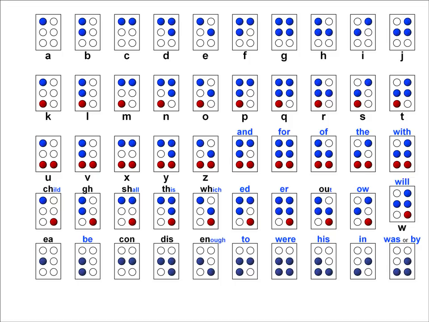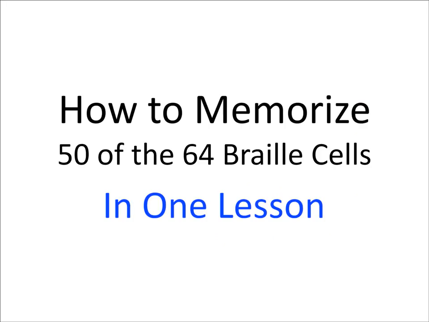Also, there are 5 double letter contractions on this row, which fall in the columns you would expect: BB, CC, DD, FF, and GG. These cells, when used in the middle of a word, represent these double letter contractions. We'll look more at rules of usage in a later video. But for now, you've seen how to memorize 50 of the 64 Braille cells in one lesson.